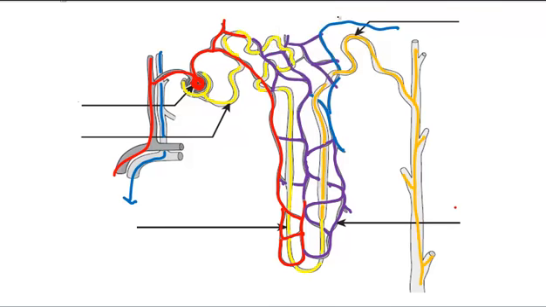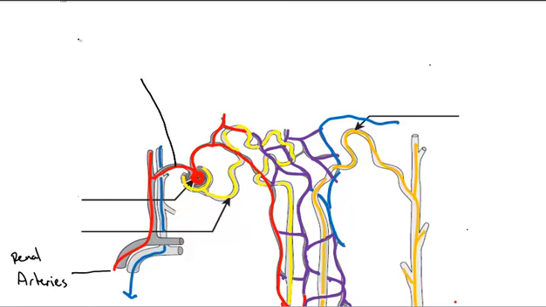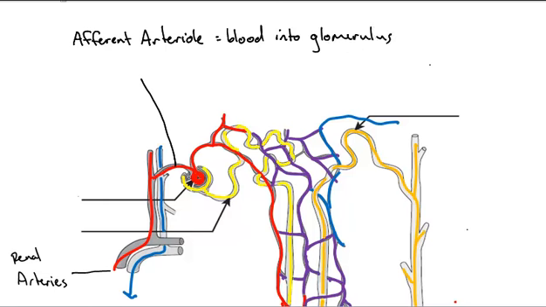Okay, so here we're going to start labeling what's actually going on. Leading into the kidney is the artery, the renal arteries, which break down into smaller and smaller arteries, arterioles, until we get what's called the afferent arteriole. And this is where blood goes into what's called the glomerulus. The glomerulus is this knot right in here. This is the glomerulus.